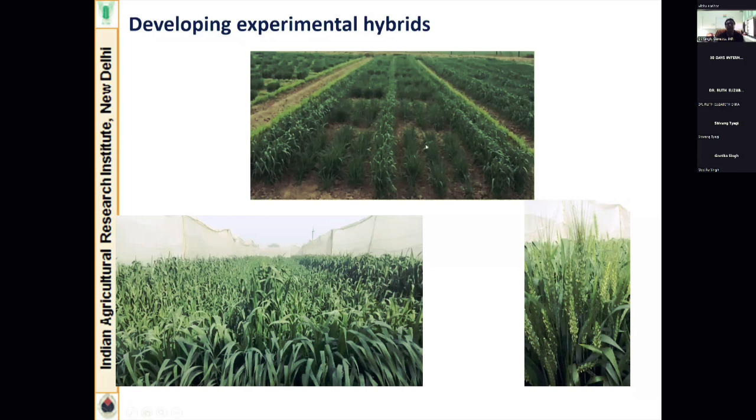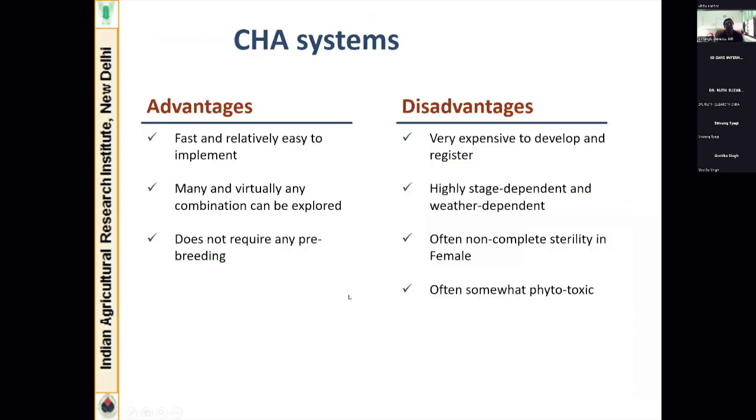So we can put a number of CMS lines with one of the restorer because there are no pollens inside. So this is the methodology to develop experimental hybrids. Another is CHA systems, which is chemical hybridizing agents or chemical system. These are also known as gametocides. The advantages are that it is fast and relatively easy to implement, and virtually any combination can be explored at a time, and it doesn't require any pre-breeding activities for making better parents.